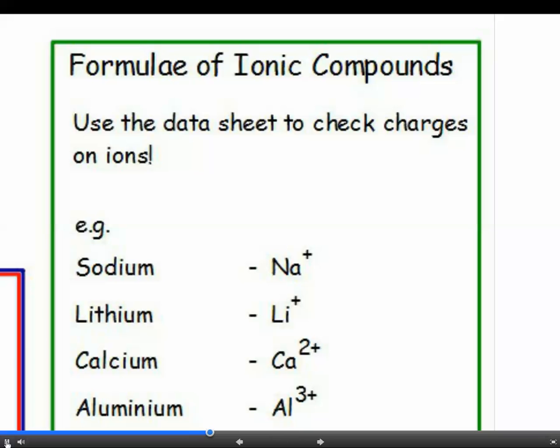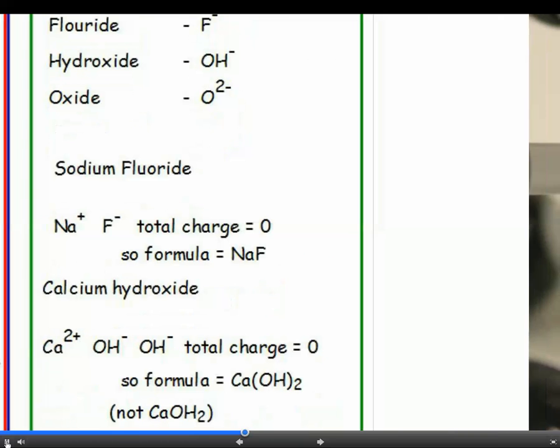You can use the data sheet to work out the formulae of many ionic compounds. Ionic compounds are neutral, so the charges on the ions must balance each other out. Sodium fluoride has the formula NaF because the sodium ion has a +1 charge and the fluoride ion has a -1 charge, and so the charges balance.